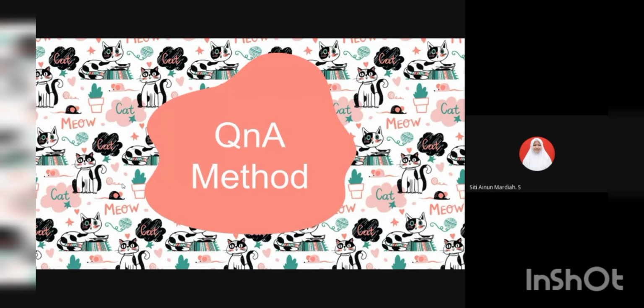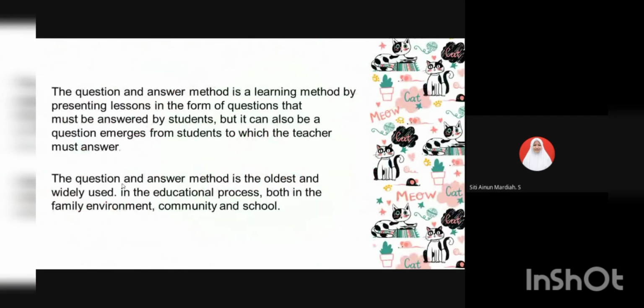I'm Siti Mardia S. I want to explain about the Q&A method, the training method, and the lecture method. The first is the question and answer method. The question and answer method is a learning method by presenting lessons in the form of questions that must be answered by students. But it can also be questions that emerge from students, to which the teacher must answer.